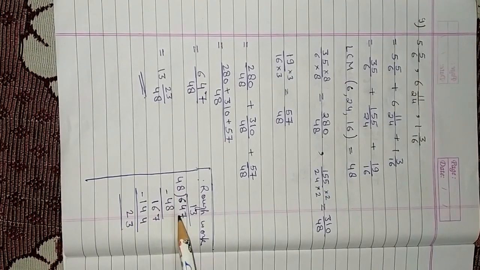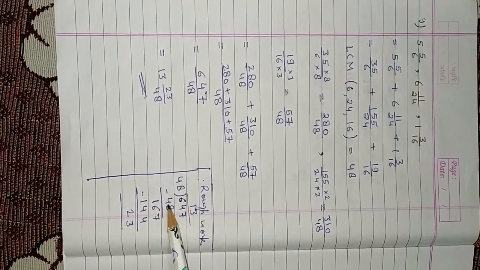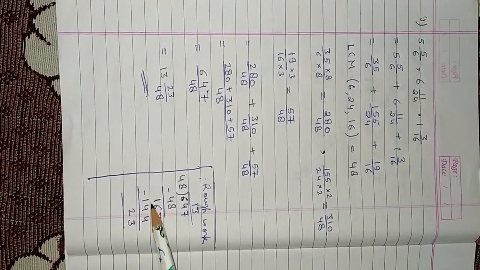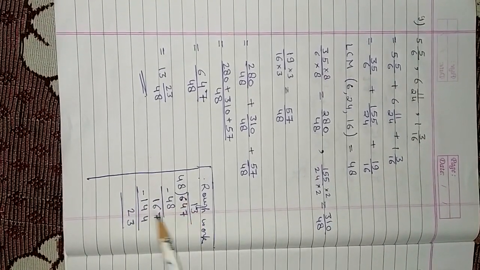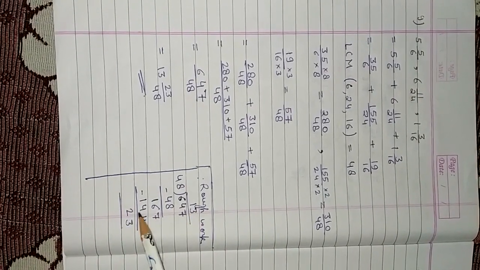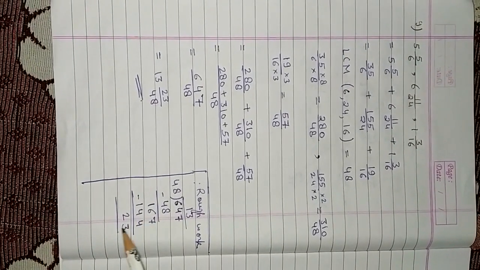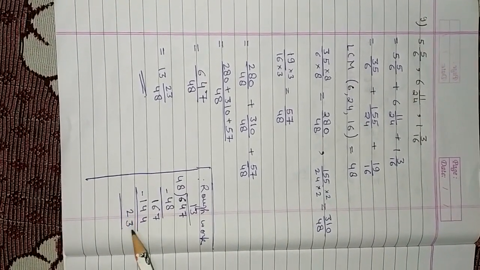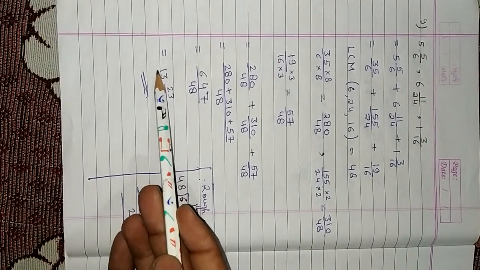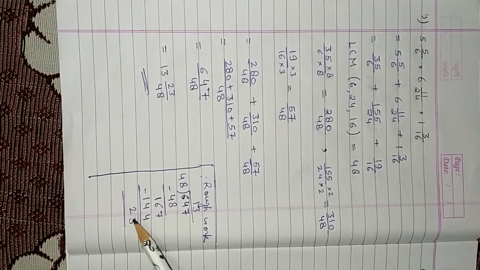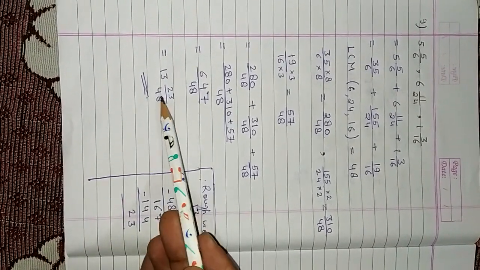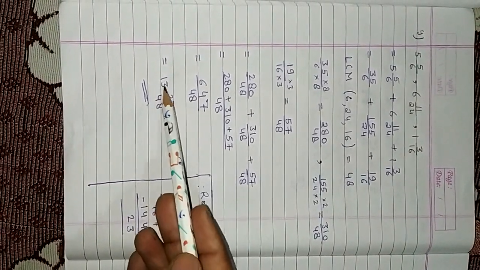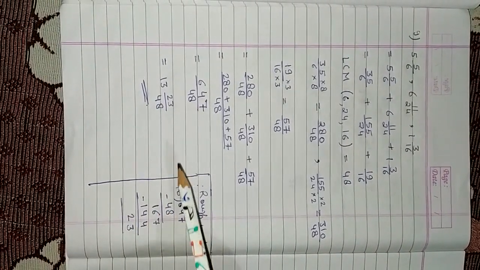48 ones are 48. If you subtract, we get 167. 48 3s are 144. Subtract, we get 23 as remainder. Now we have to write the quotient in the whole number place, the remainder in the numerator place and the divisor in the denominator. So the answer is 13 23 by 48.